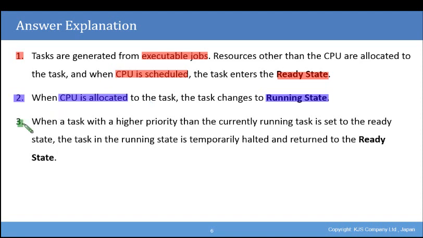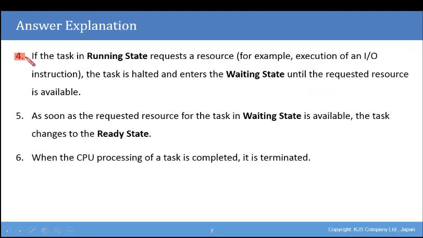And in transition 3, when a task with higher priority than the currently running task is set to the ready state, the task running in the running state is temporarily halted and returned to the ready state. Here we're describing transition 4. If the task in the running state requests a resource, for example, execution of an I/O instruction, the task is halted and enters a waiting state until the requested resource is available.